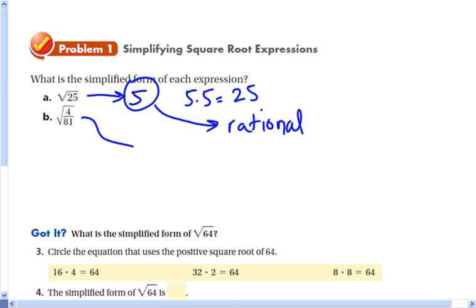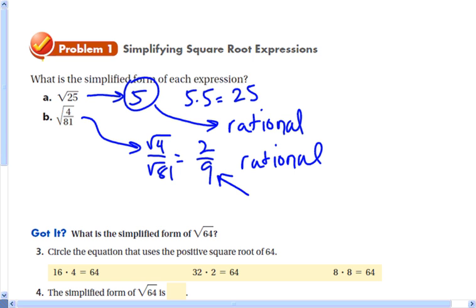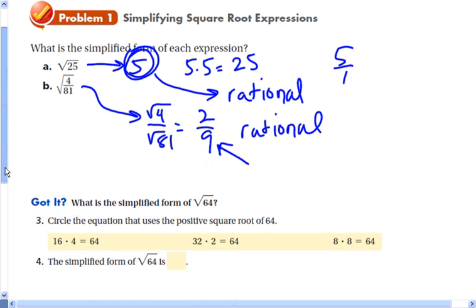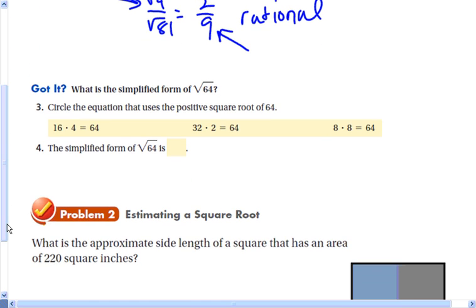And this number also, we could do the square root of 4 over the square root of 81, which is 2/9, and 2/9 is also a rational number. Any number that you can write as the ratio of two integers like this, like a fraction, is a rational number. And the last number we had, 5, can be written as 5 over 1. That's the ratio of two integers, so that's a rational number also. So go ahead and circle the equation that uses the positive square root. Pause if you want to do it first, and then wait for your answer.